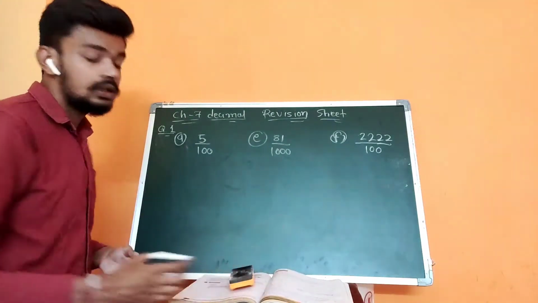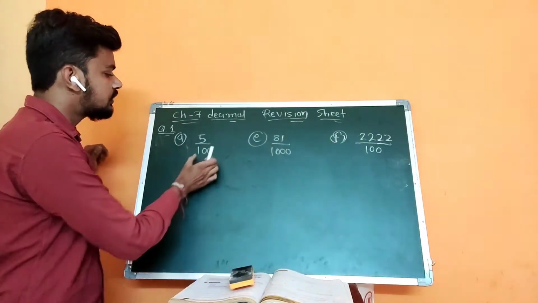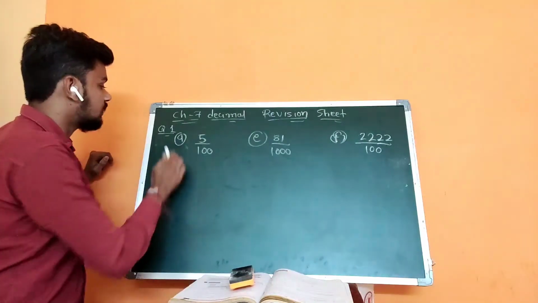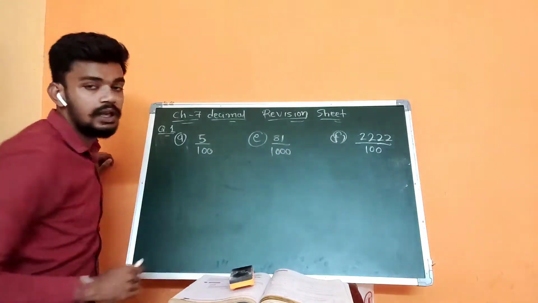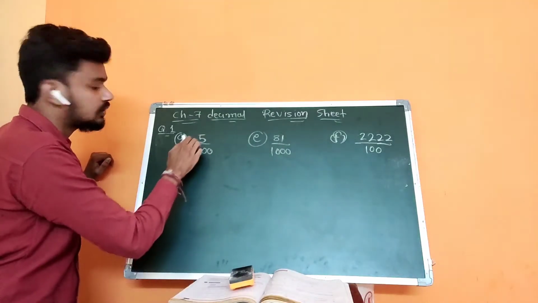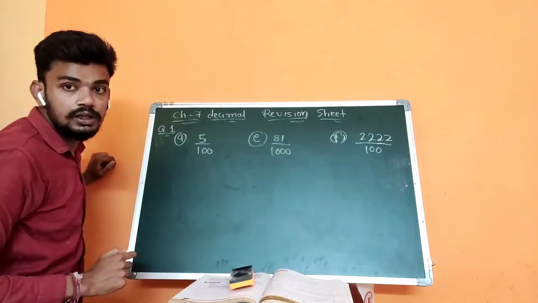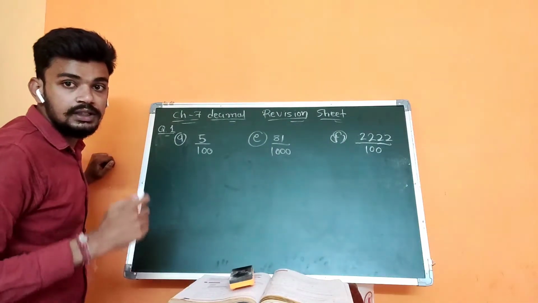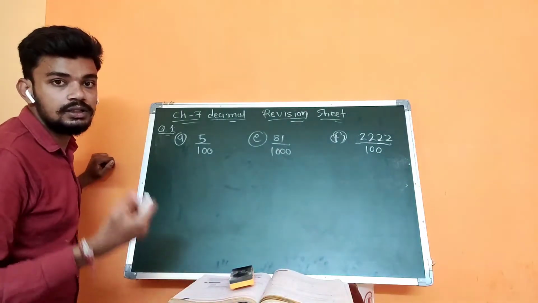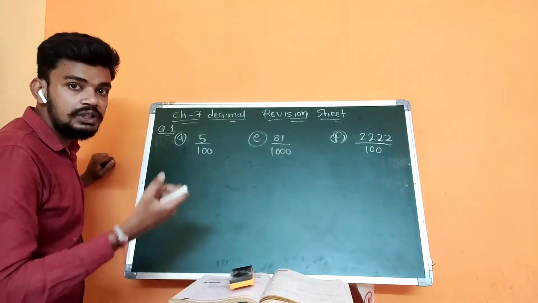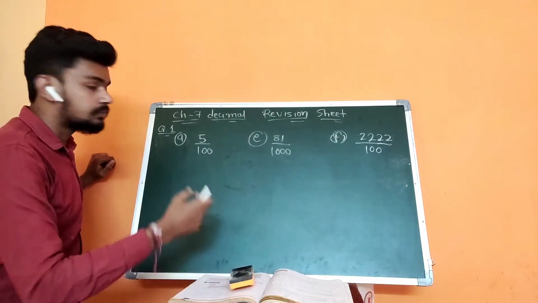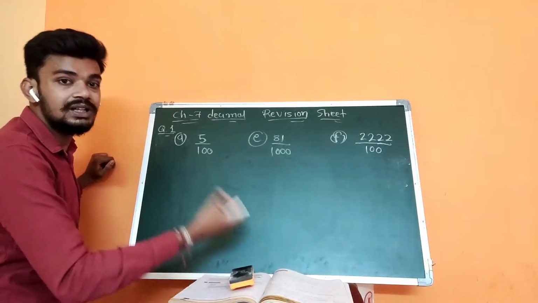For that, first you have to see the denominator of all of them. This is the first question, that is the E1, that is the F1. As you can see, we read it as 5 by 100, so the denominator is 100. We know that if there is a 10, we need to put the decimal point one number from the right side.